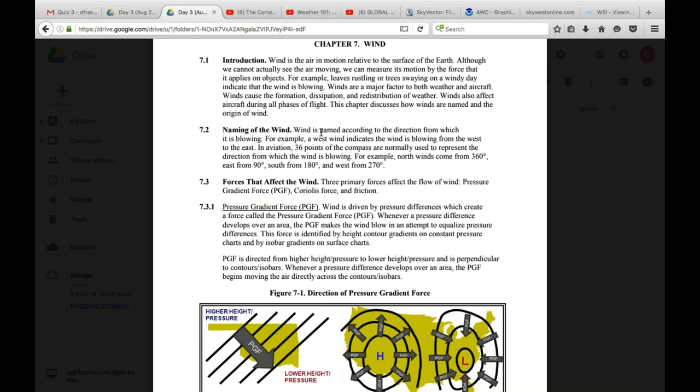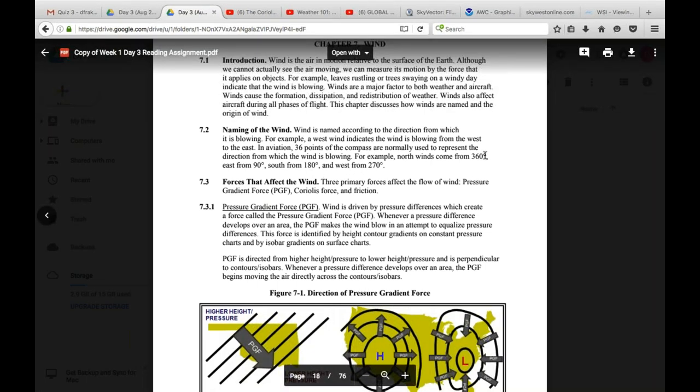So pretty much all weather comes from uneven heating of the Earth's surface. And a lot of that is going to be changing because of wind. So wind is named for the direction it's blowing. So like she was talking about, the easterlies, westerlies.